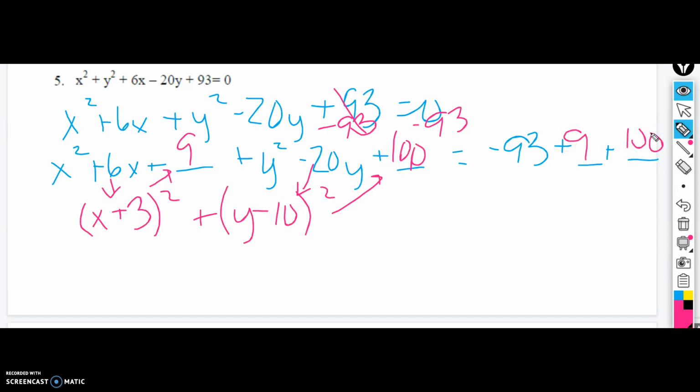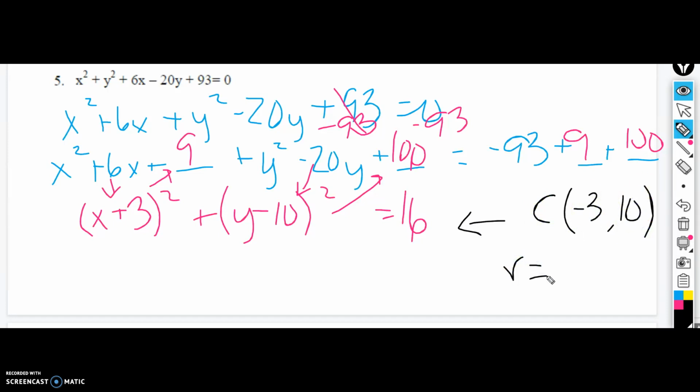Now, this one, luckily for me, is not 1 anymore. It's 109 minus 93, which is 16. So this is where, I don't want to say it's tricky, but my center is easy to locate. It's negative 3, positive 10. My radius, we have to remember it's not 16, it's the square root of 16, or positive 4.